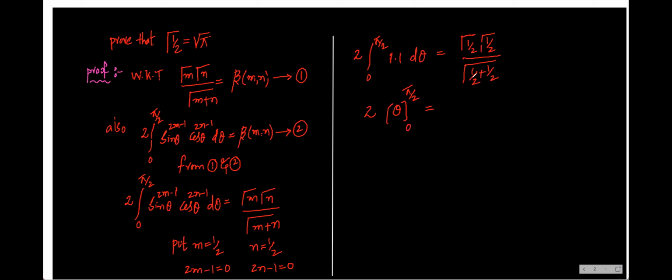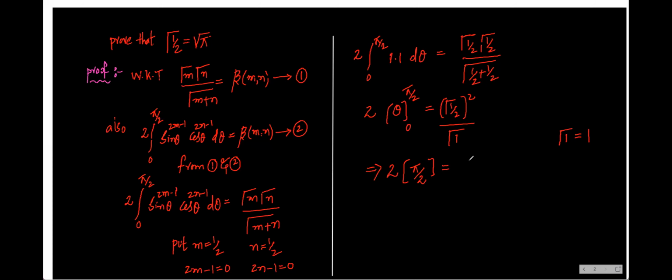This is equal to gamma of 1 by 2 into gamma of 1 by 2, which is gamma of 1 by 2 whole square, divided by gamma of 1 by 2 plus 1 by 2, which is nothing but gamma of 1. This implies 2 times upper limit minus lower limit. Upper limit is pi by 2 minus lower limit, which is 0. From the first property of gamma function, you remember, gamma of 1 is equal to 1, we already proved.